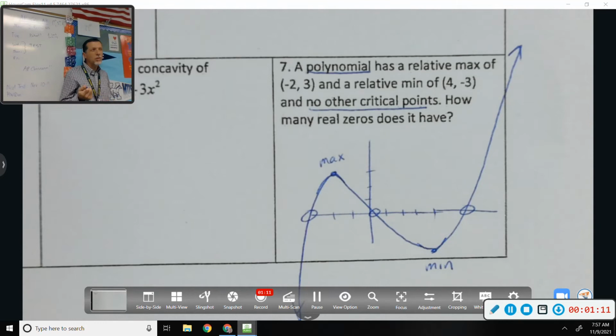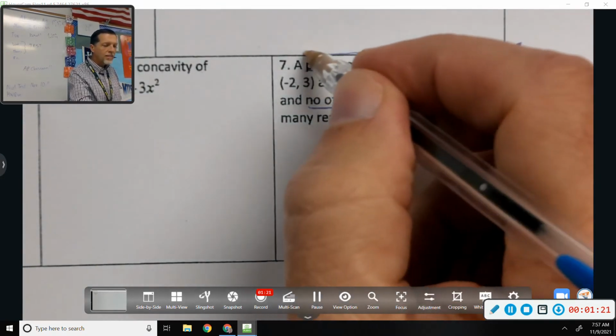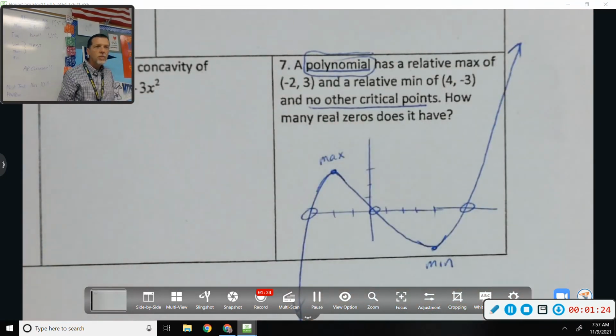Did that answer your question? Yes. Okay. If it doesn't specify where the endpoints are, do you just assume that it's continuous? Well, it didn't specify endpoints, and it said a polynomial. So a polynomial eventually goes up forever or down forever on each end.